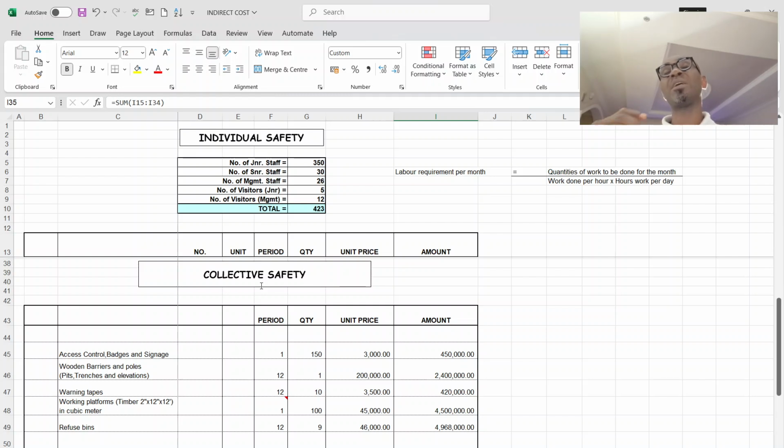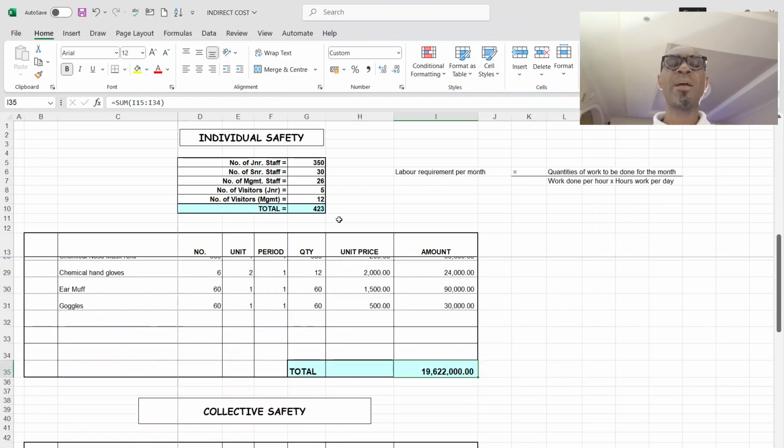You see those barriers they put on the scaffold to prevent somebody from falling off, the platform they put on the scaffold to prevent people from falling off. It falls within collective safety. The signages they put on site to ensure that you know where to pass and how to navigate your way on site, they fall within collective safety.